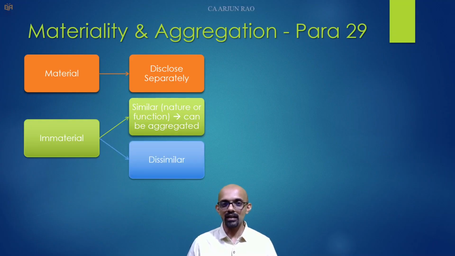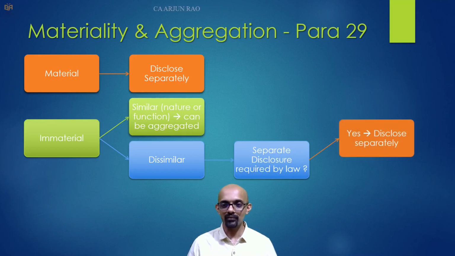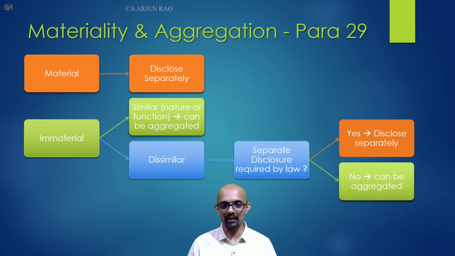So if an item is not material and it is dissimilar, right? Then we need to check whether separate disclosure is required by law. If yes, we have to disclose separately, otherwise it can be aggregated. So basically material items always need to be disclosed separately. Immaterial items, if they are similar, they can be aggregated. If they are dissimilar also, they can be aggregated unless they are required by law to be disclosed separately, right?